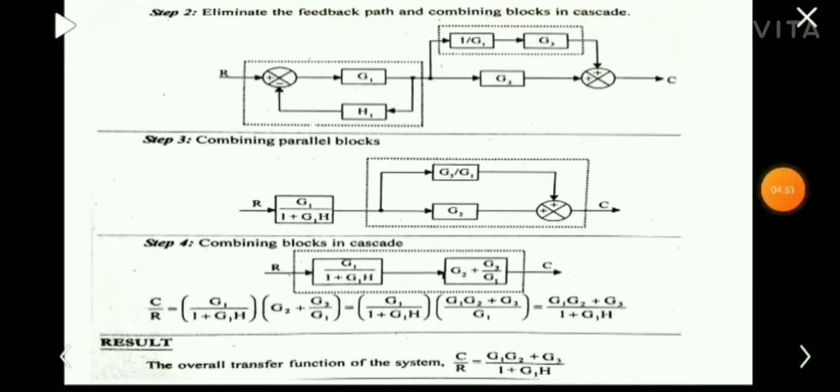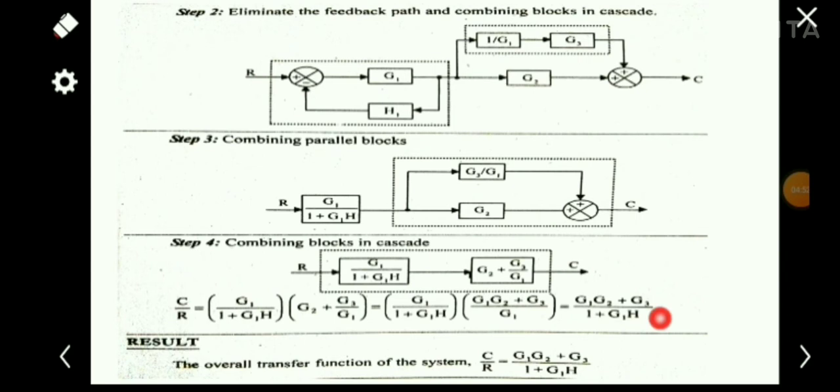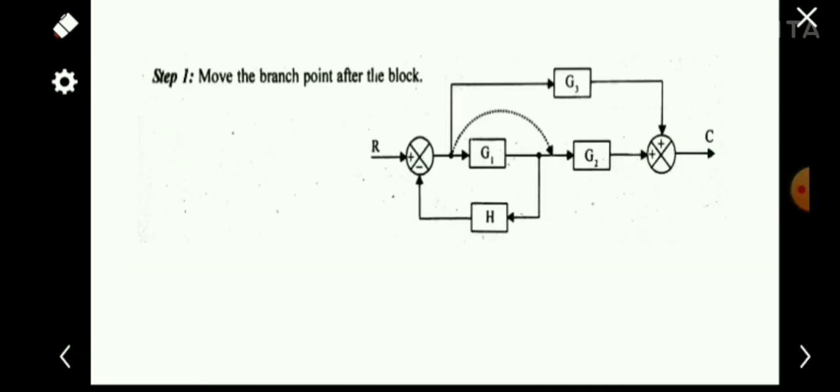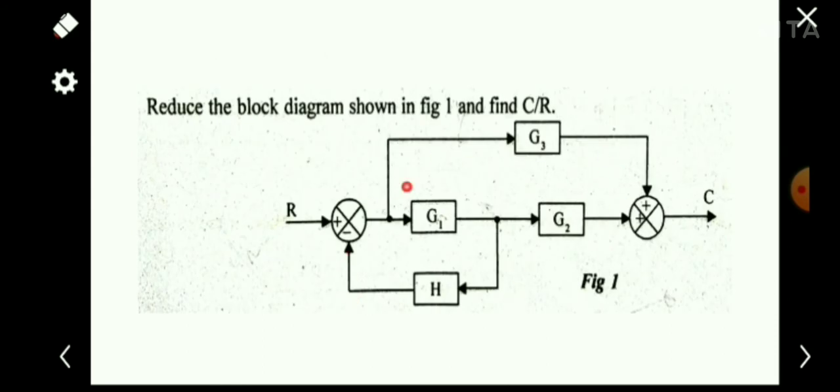Okay, G1 G2 plus G3 by 1 plus G1H. So this is the method we have to follow. If we are getting a block diagram like this, we have to think about the transitions. What is the easiest way to solve this block diagram?